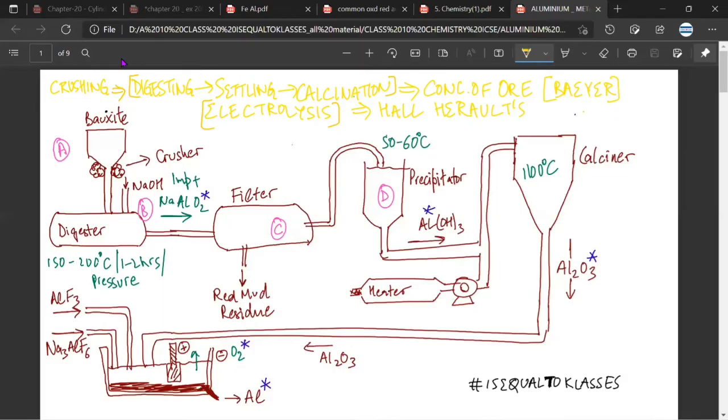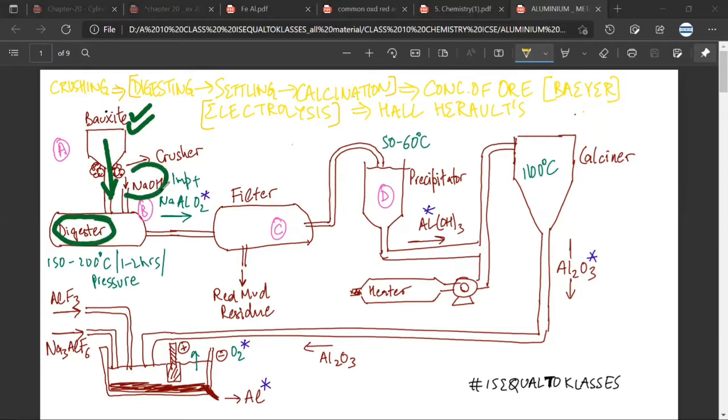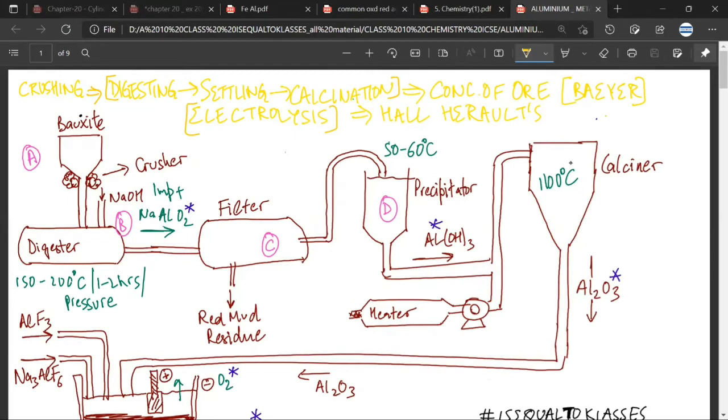Now this bauxite, which you have seen from the mines, will be crushed in these crushers, and this bauxite will be taken to a digester. In this digester, NaOH will be added. Can you see, Mr. CB? Yes, sir. Okay. Can you comfortably see, or should I zoom it? No, I can comfortably see. Okay. So this is step number one.